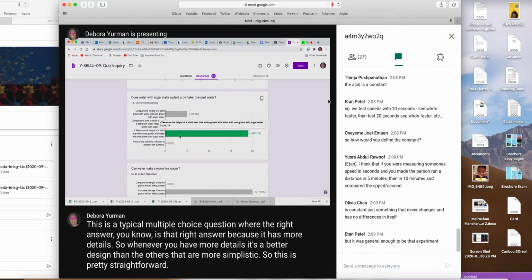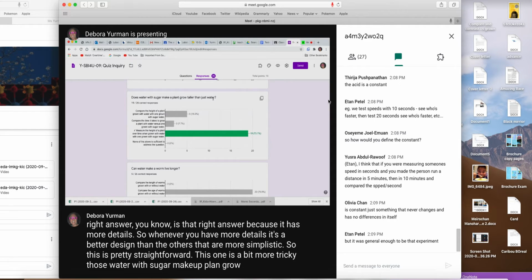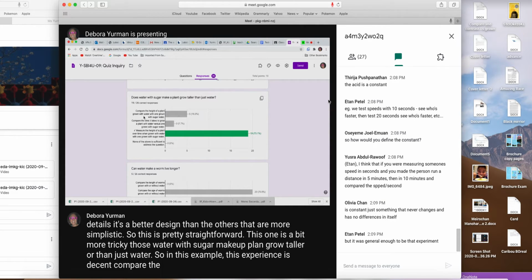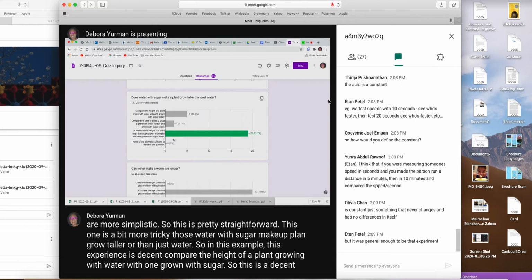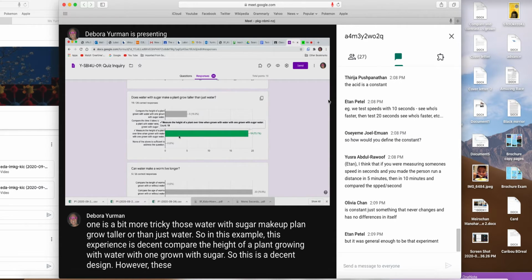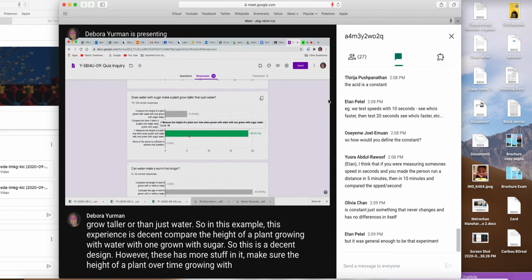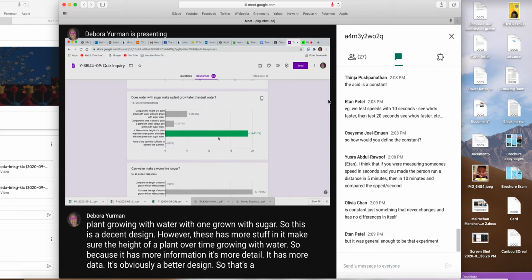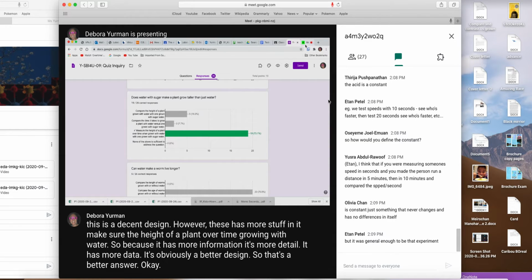This one is a bit more tricky. Does water with sugar make a plant grow taller than just water? So in this example, this experiment is decent: compare the height of a plant grown with water with one grown with sugar. So this is a decent design. However, this one has more stuff in it: measure the height of a plant over time grown with water. Because it has more information, it's more detailed, it has more data, it's obviously a better design. So that's a better answer. Does anybody have any question about that?